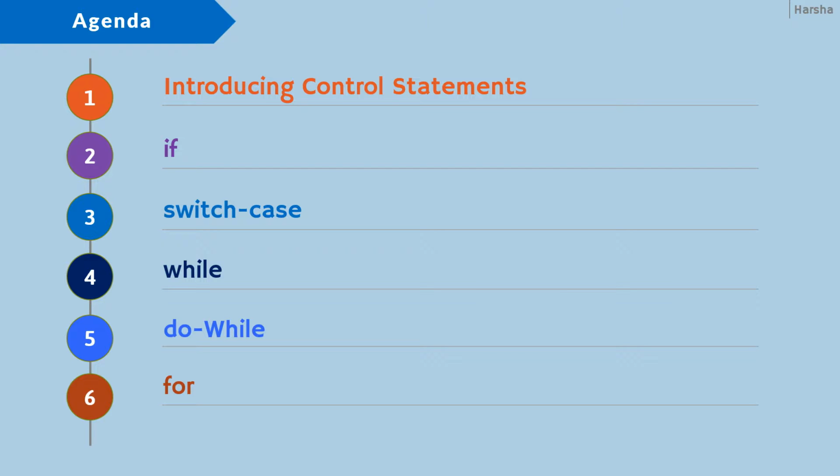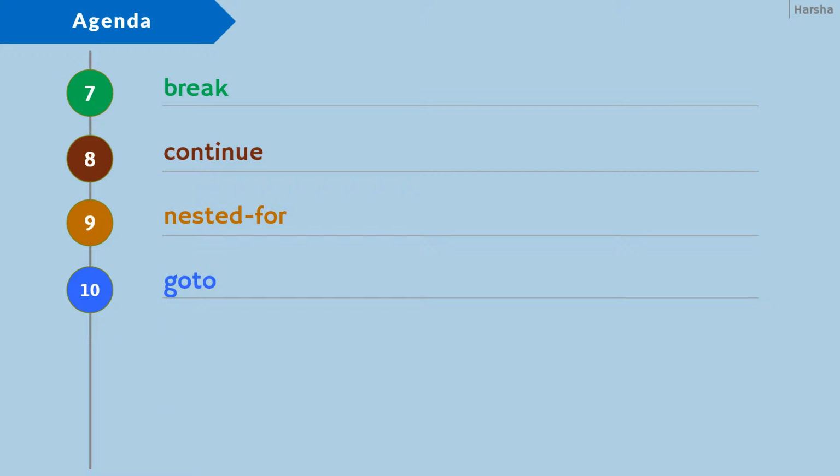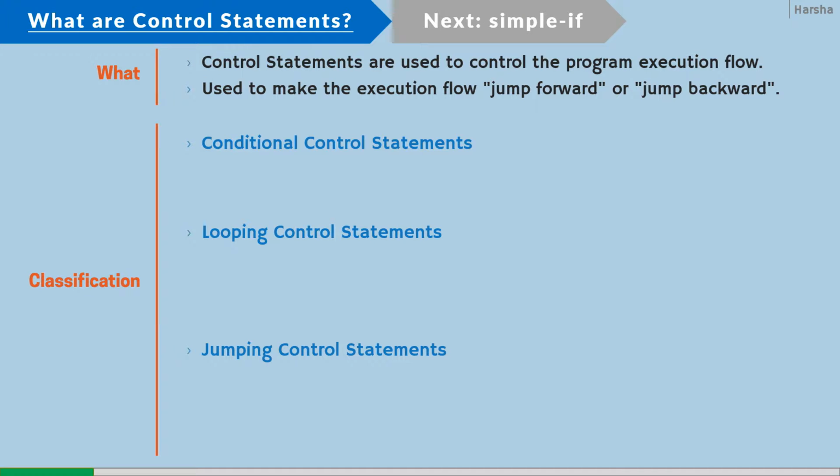The agenda for the rest of the lectures of this section is introducing the control statements, understanding all the forms of if, switch case, while, do while, for, break, continue, nested for, and goto. So a control statement is a statement using which you can control the program execution flow.